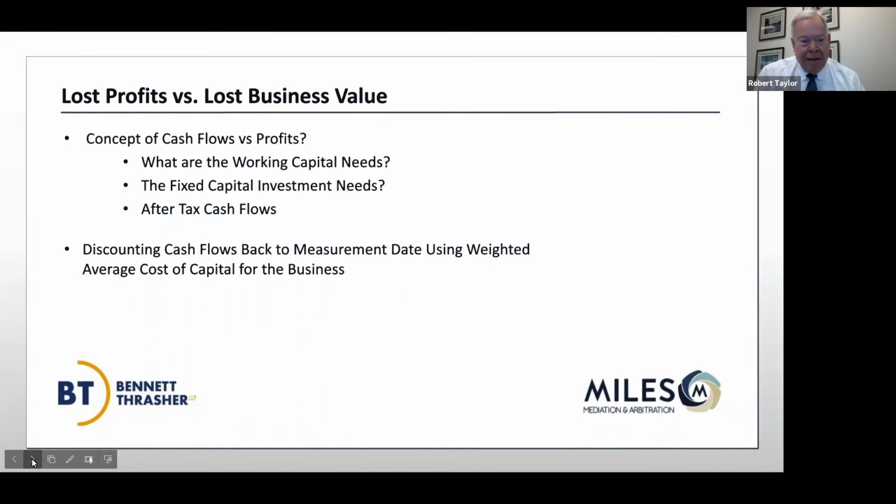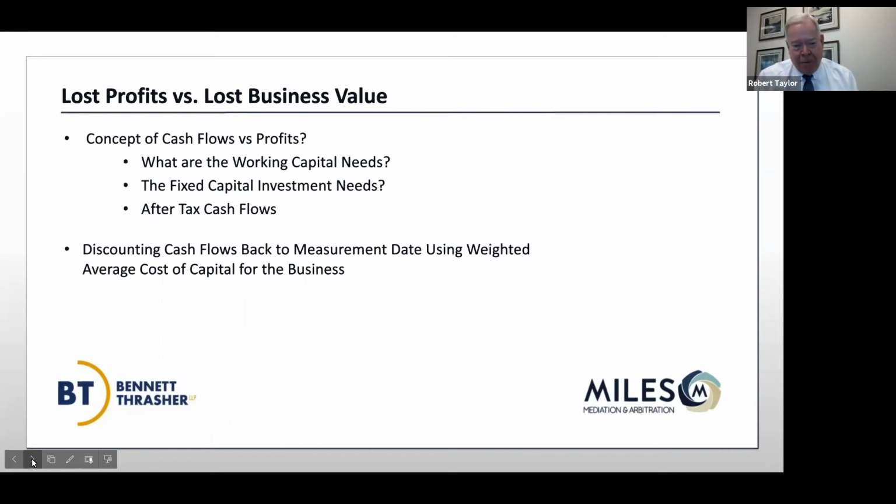And again, I'm going to come back to the concept of cash flows versus profits. When you're looking at the value of the business, and if you're using a discounted cash flow type methodology, you do need to address the working capital needs and the fixed capital investment needs. And here you're looking at after-tax cash flows, because when you're measuring the value of the business unit, this is more like the sale of an asset or the value of an asset that's held.